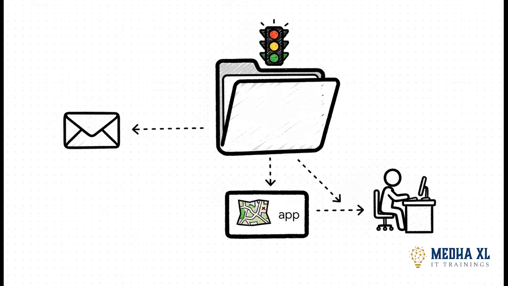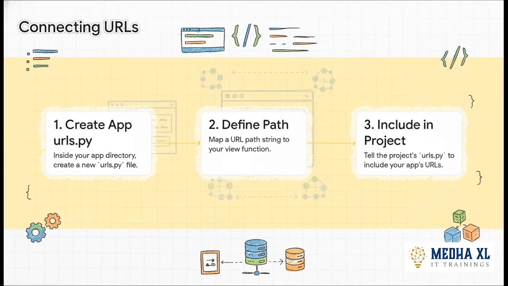It looks at an incoming URL and just says, aha, this URL is for the blog app. I'm going to send it over there. Then, the blog app's own urls.py file takes over and does the final connection, mapping that request to the specific view function that's supposed to handle it. So the whole process is pretty straightforward. Step 1, we create a new urls.py file right inside our app folder. Step 2, inside that file, we define a path that points to our view function. And step 3, we just pop back over to the main project's urls.py file and tell it to include all the URL patterns we just made in our app.